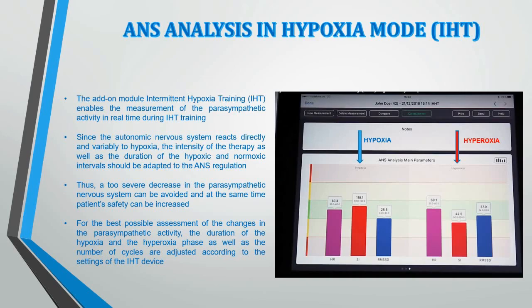Thus, a too severe decrease in the parasympathetic nervous system can be avoided, and at the same time the patient's safety can be increased. And for the best possible assessment of the changes in the parasympathetic activity, the duration of the hypoxia and the hyperoxia phase, as well as the number of cycles, are adjusted according to the settings of the IHT device.